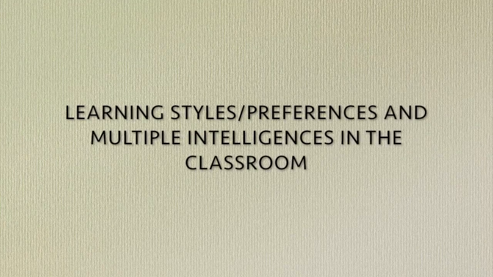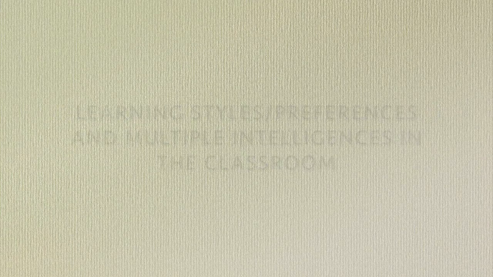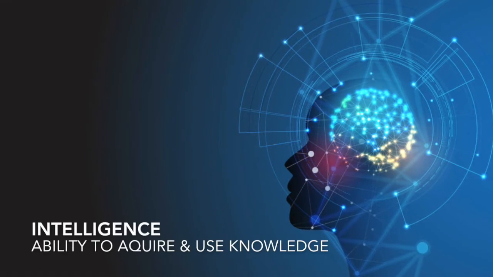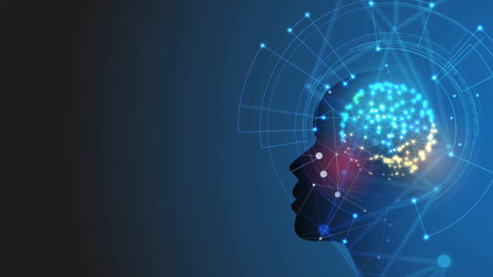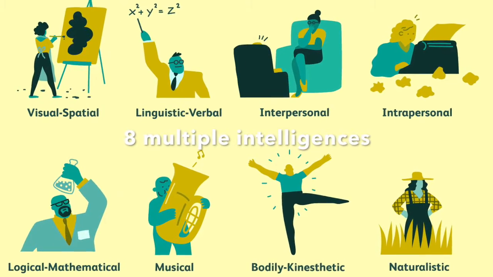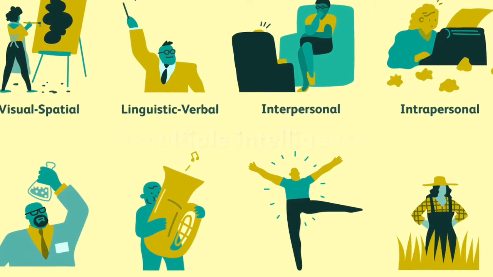Today, we will be learning about learning styles, preferences, and multiple intelligences in the classroom. Intelligence is the ability or abilities to acquire and use knowledge for solving problems and adapting to the world. Howard Gardner proposed 8 different intelligences within his theory of multiple intelligences.